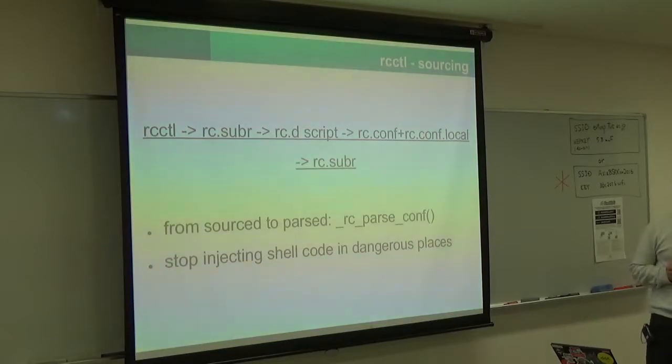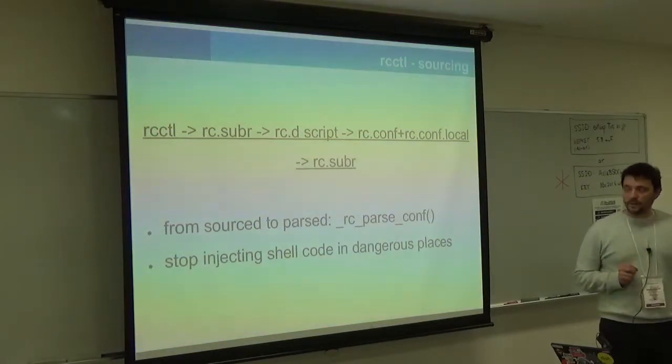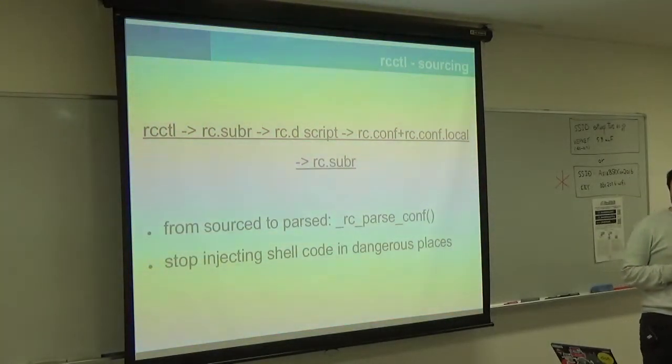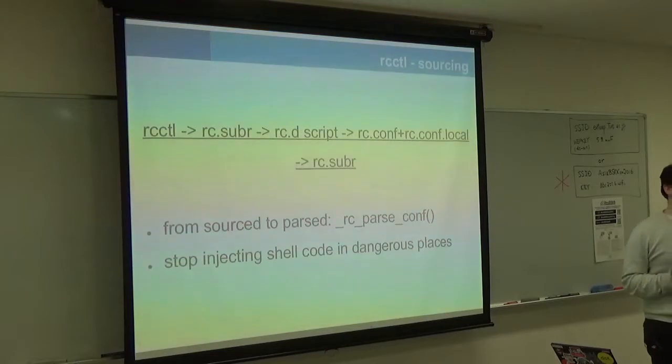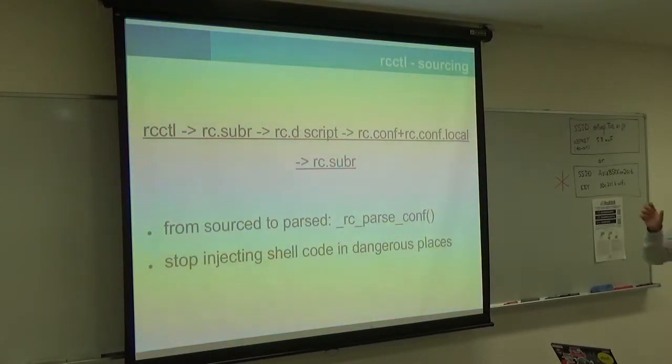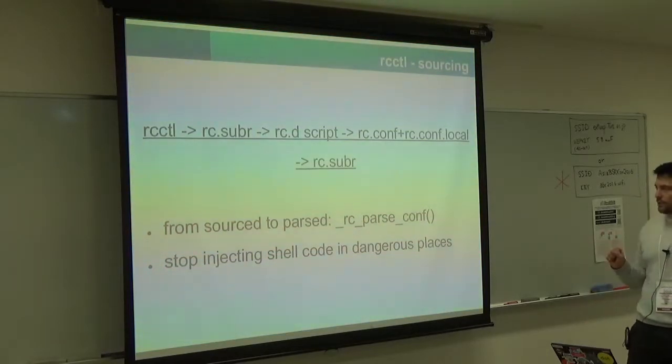One thing that came to our consideration when we developed rcctl is that rcctl needed to source rc.subr to have the actual configuration and default variables. It needed to source the rc.d script and rc.conf.local to get the configuration of the actual daemon it wanted to manage. And then we would source rc.subr again. I mean, it was completely crazy, and it suddenly looked very fragile.